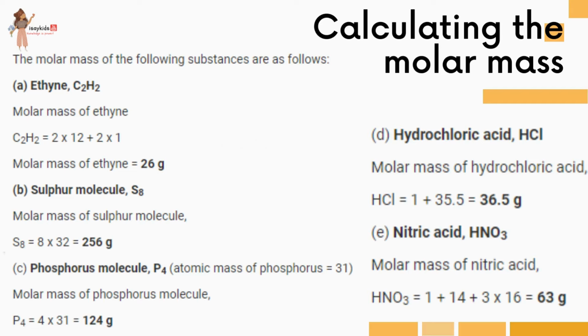Calculating the molar mass. Here are some examples of the calculations of molar mass. For example, ethine, which is C2H2. The molar mass would be 2 times the atomic mass of carbon plus 2 times the atomic mass of hydrogen, which makes it 26 grams. Similarly, we calculate the molar mass of the other compounds.